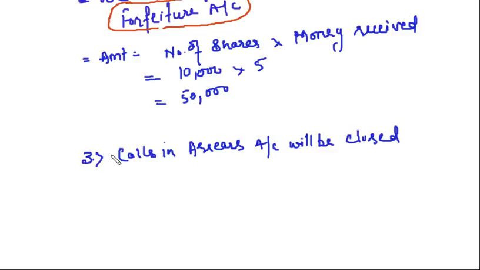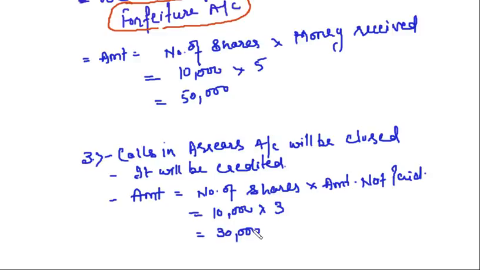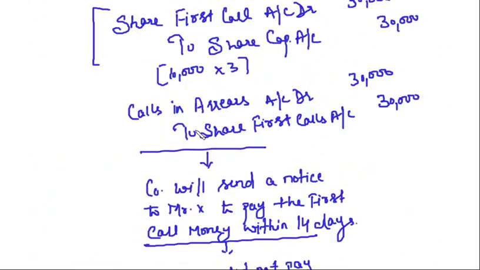Right? How will it be closed? It will be credited. With what amount will it be credited? It will be credited with number of shares multiplied by amount not paid. Clear? How many shares? 10,000 shares. On 10,000 shares, the first call money of rupees 3 has not been paid. So I can say 3 rupees. That is 30,000. Verify with this. Calls in arrears 30,000.